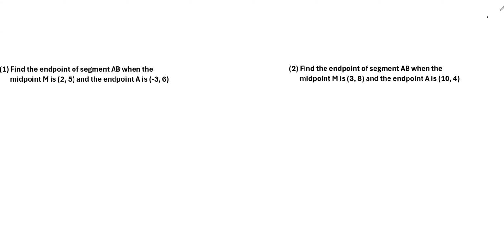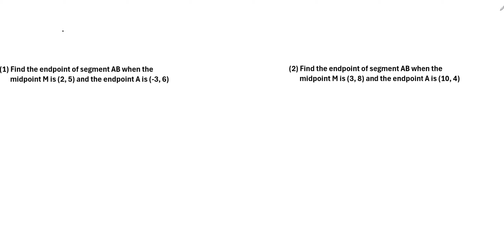In this video, I'll explain how to find the endpoint of a segment when you're given the midpoint and the other endpoint. So I have a couple examples for us to work through here. Let's check out the first one. Find the endpoint of segment AB when the midpoint M is 2, 5 and the endpoint A is negative 3, 6.